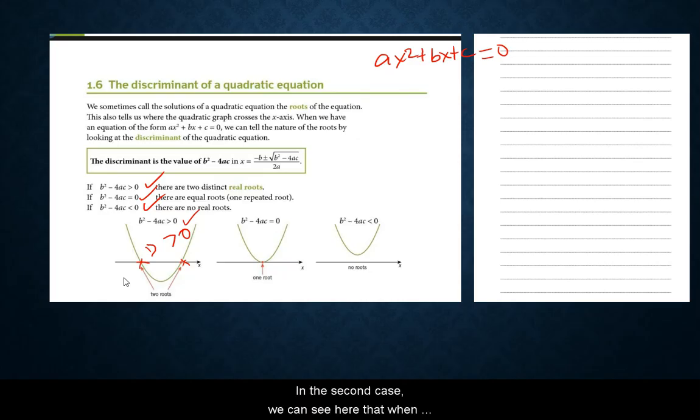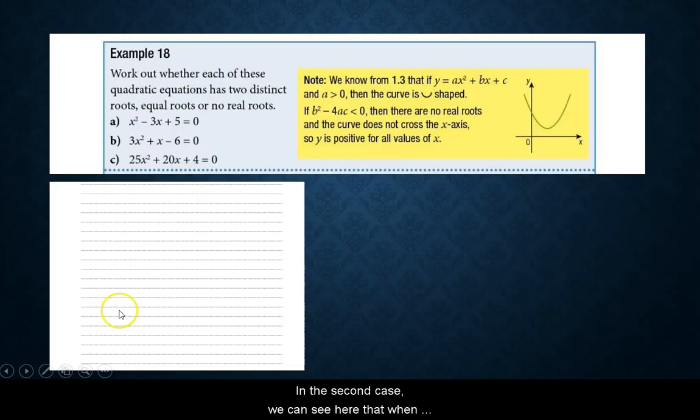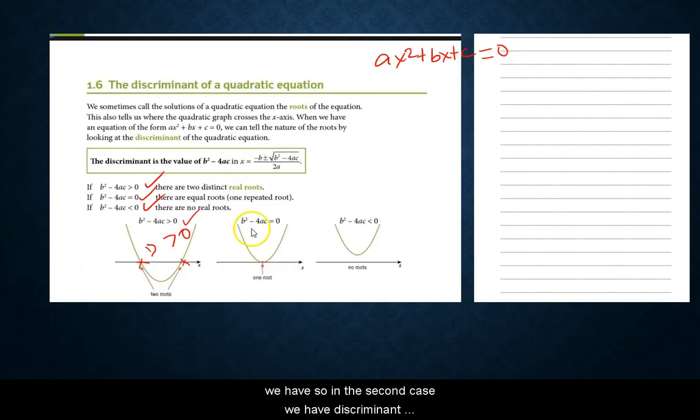In the second case, when the discriminant is equal to 0, there is just one root. The graph touches the x-axis at one particular point. And when there is no real root, the graph will not touch the x-axis at all.